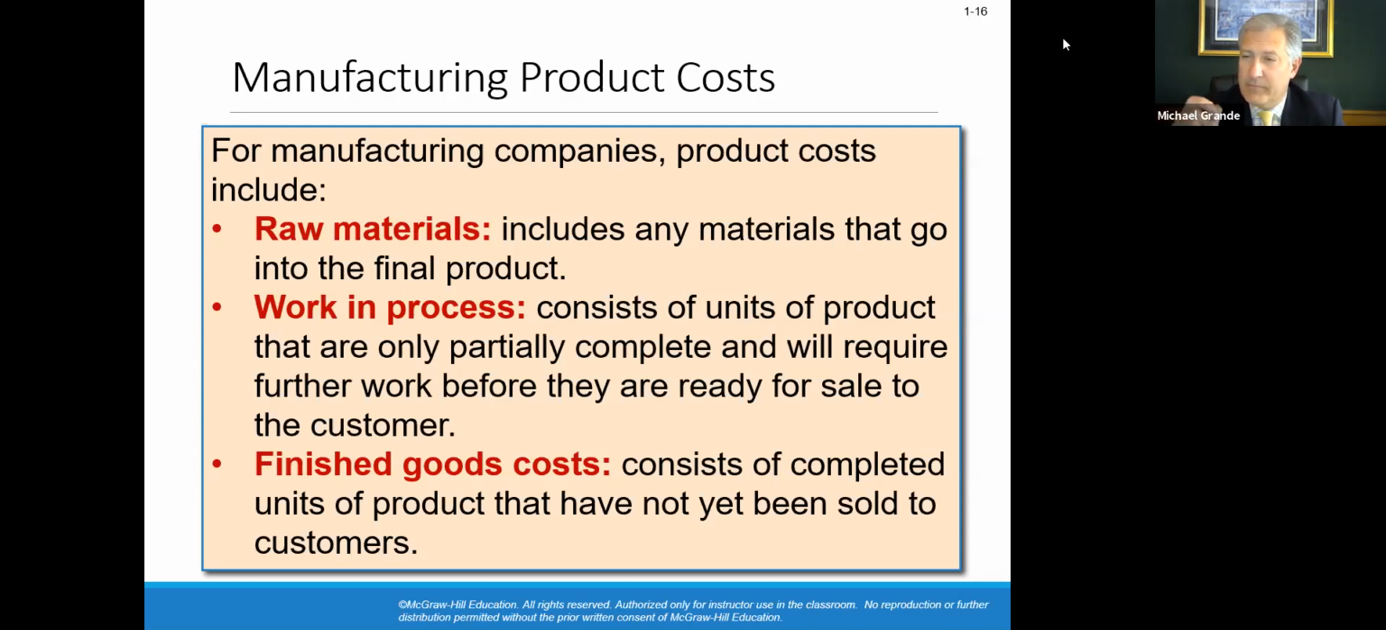Wood, hardware, nails, glue, paint, materials that are untouched. Work in process, again, another category of inventory. Work in process consists of units of product that are only partially complete. So work in process, by definition, is started but incomplete. They may be in various stages of completeness.